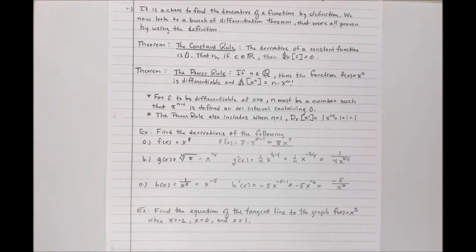Now it says in the next example, find the equation of the tangent line to the graph of f of x equals x to the 3rd when x is -2, when x is 0, and when x is 1.